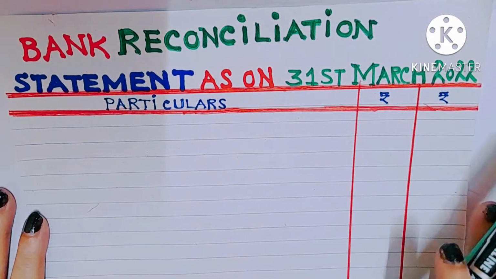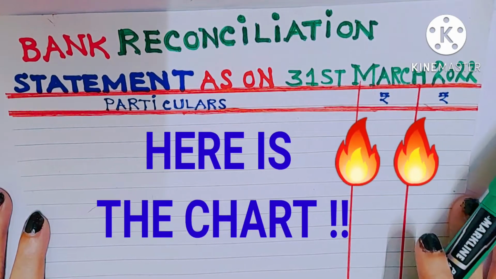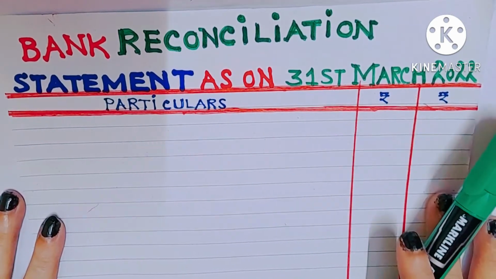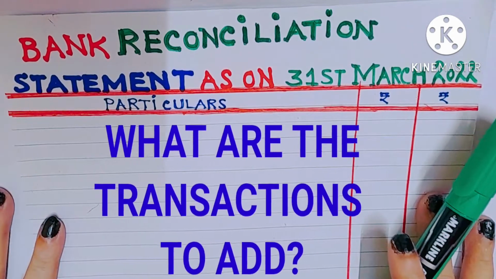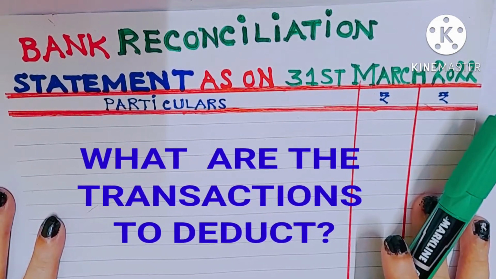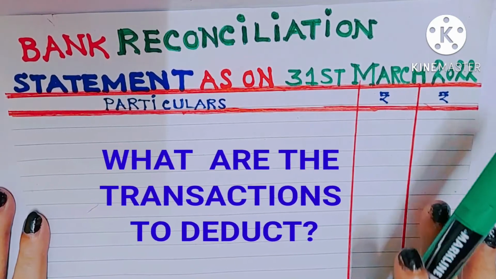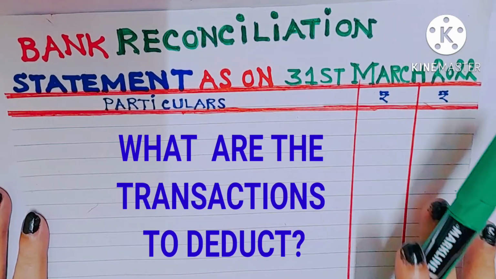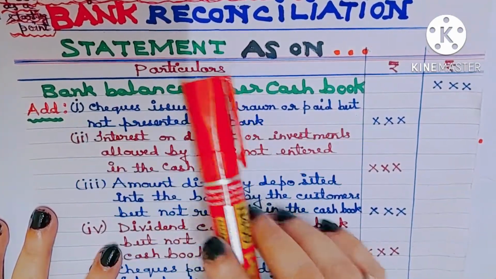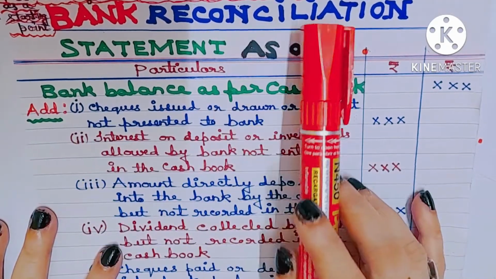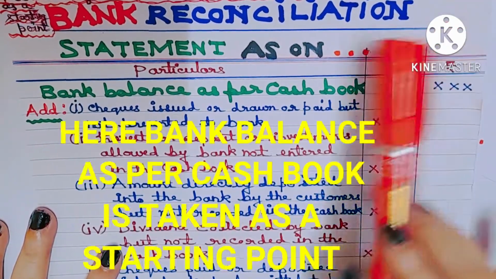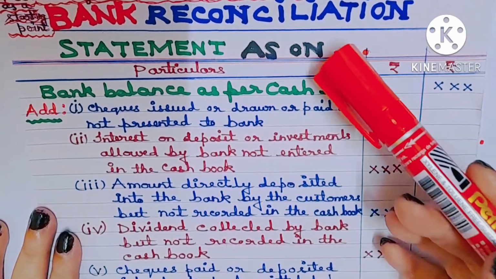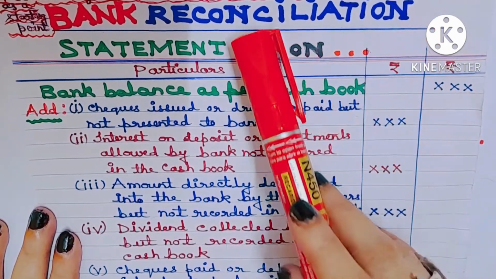Now let me show you the chart which I have prepared for you all. In this chart, you'll see what transactions you'll have to add and what transactions you'll have to deduct. I have written almost all the transactions. Now let's go through the chart. Please remember one thing: here, bank balance as per cash book is taken as a starting point. So I have written all the transactions according to this.